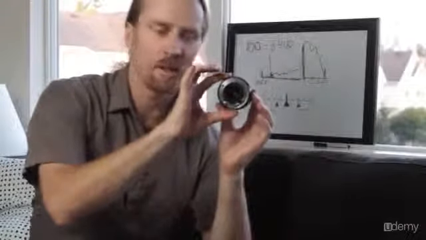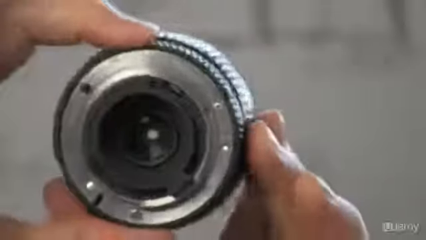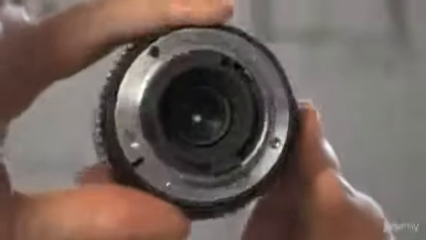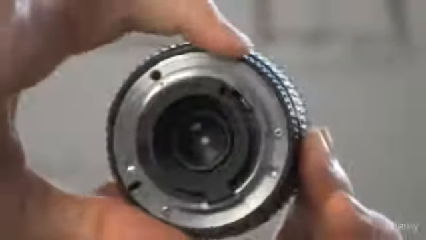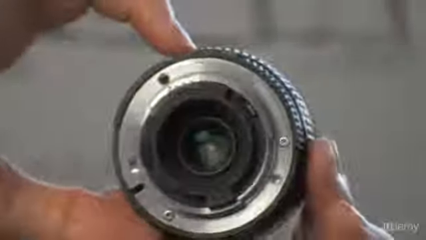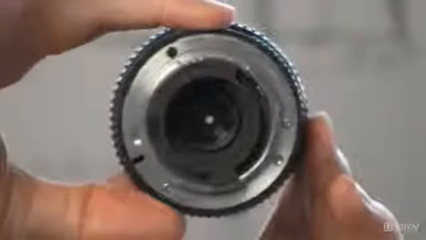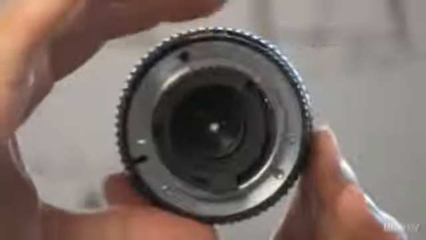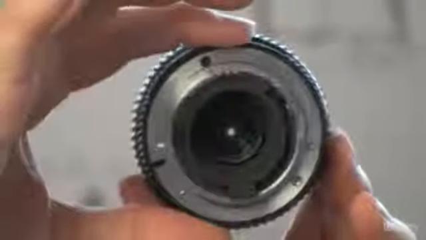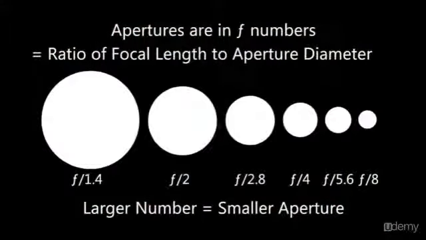If you have a look in the center there, you'll see a little dot, and when I move the aperture ring, you can see it changing. So on this particular lens, f22. Aperture's kind of strange. It's a ratio, so the larger number is a smaller aperture. It's kind of like a fraction. If it has a bigger number at the bottom, it's actually a smaller aperture.